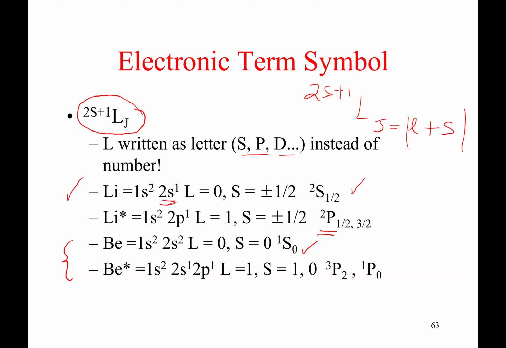The S, that's the total spin. If all of the electrons are up, it just means plus a half plus a half, that's 1, right? Or if one electron is up and the other electron is down, then that is 0, minus a half plus a half. That's why you have these two, S equals 1 and S equals 0. Everybody's clear about this or not? If not, just raise your hand.